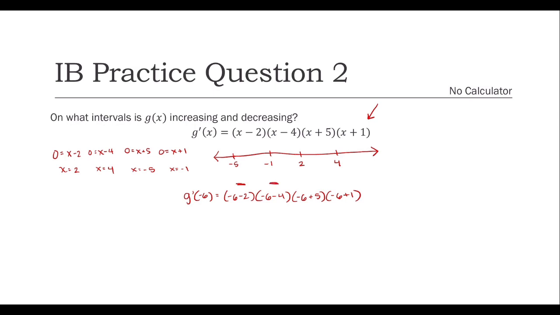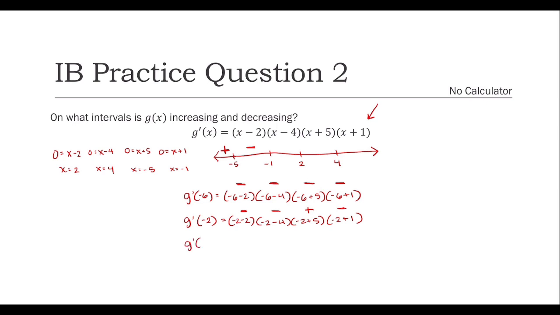Negative 6 minus 4 is a negative number. Negative 6 plus 5 is a negative number. And negative 6 plus 1 is a negative number. So a negative times a negative times a negative times negative will be positive. For g prime, in between negative 5 and negative 1, we'll do negative 2. So that equals negative 2 minus 2, negative 2 minus 4, negative 2 plus 5, and negative 2 plus 1. So that'll be a negative, a positive, and a negative. 3 negatives is a negative, so it'll be decreasing in that section.